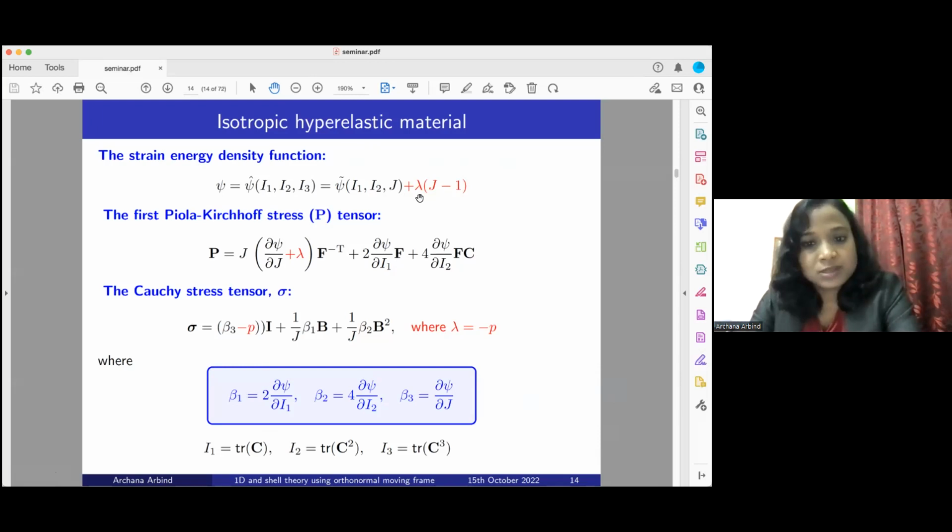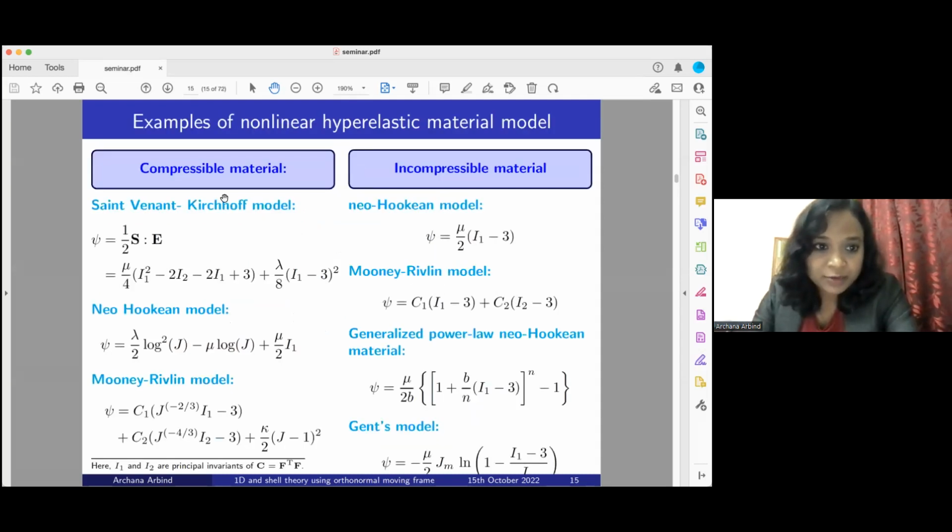If we want to use the incompressibility condition, we use the Lagrange multiplier method. So lambda here is the Lagrange multiplier, and for this energy density function, the Piola-Kirchhoff stress tensor and Cauchy stress tensor are given by these formulas. So different kinds of models for compressible and incompressible materials are these. Our formulation is very general. It can cover all kinds of hyperelastic material. We take these as an input in our program.